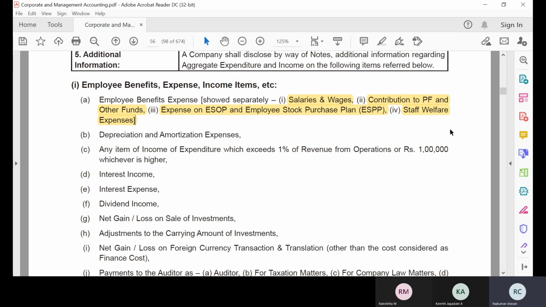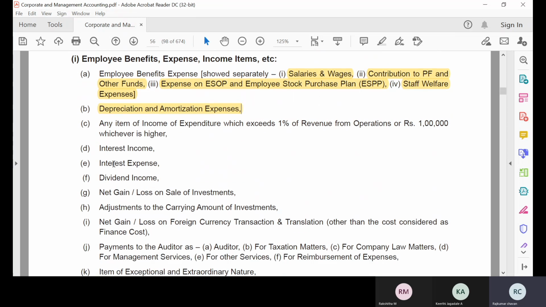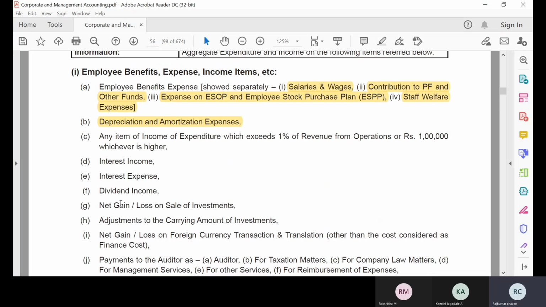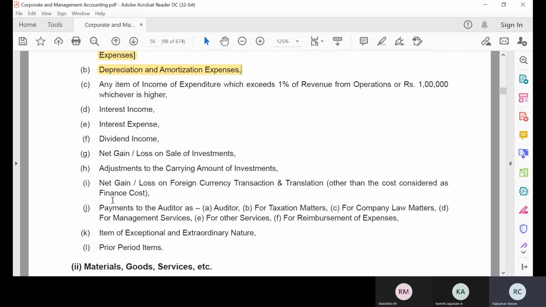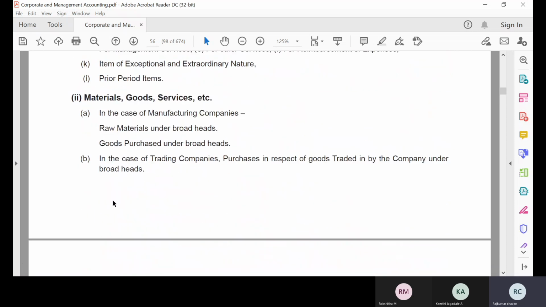That is also called staff welfare expenses. Depreciation and amortization expenses, even that is also one kind of expense. Next one, any other item of expenditure which exceeds 1% of revenue from operations or 1 lakh, whichever is higher, that is also considered as expenses. Next, interest income, interest expenses, dividend income, all those things we have seen here.